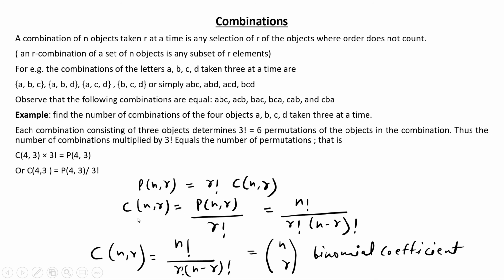So by this we can say that C(n,r) equals P(n,r) by r factorial, which will be equivalent to n factorial by r factorial into n minus r factorial, because P(n,r) is equivalent to n factorial by n minus r factorial. So C(n,r) would be n factorial by r factorial into n minus r factorial, which is equivalent to the binomial coefficient also.